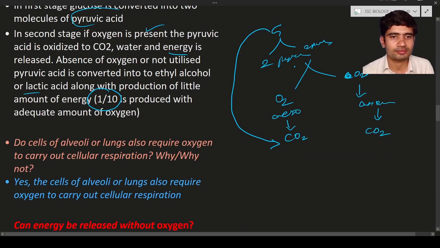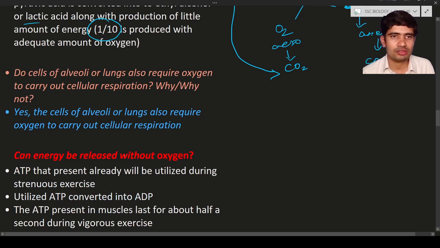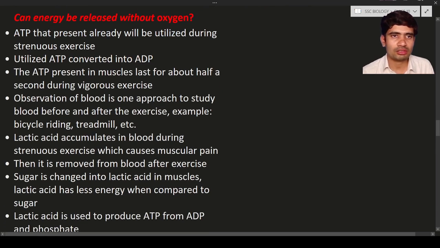So here is the question: do the cells of the alveoli of the lungs require oxygen to carry out respiration? Yes. Whether they are alveoli cells, muscle cells, or skin cells, whatever the cell may be, they need oxygen for survival. Can energy be released without oxygen? Yes, energy can be released without oxygen through anaerobic respiration. Here, the ATP already present is utilized during strenuous exercise.